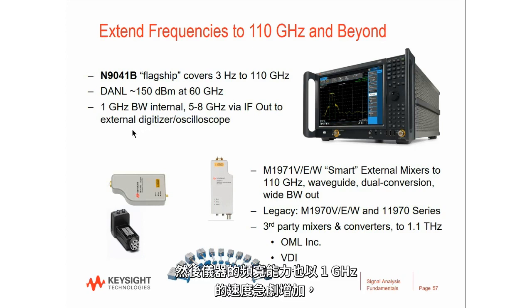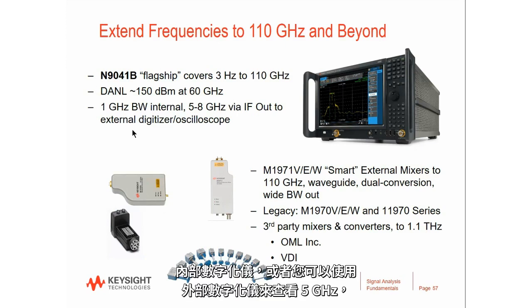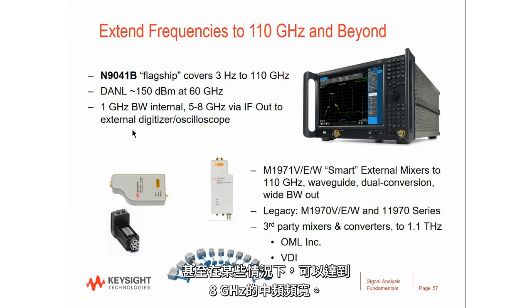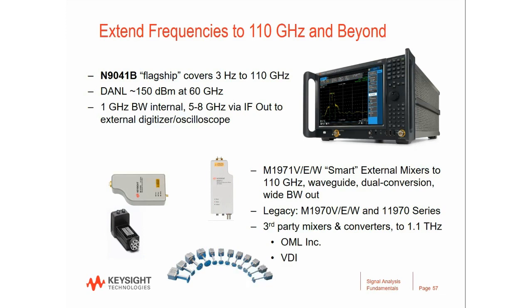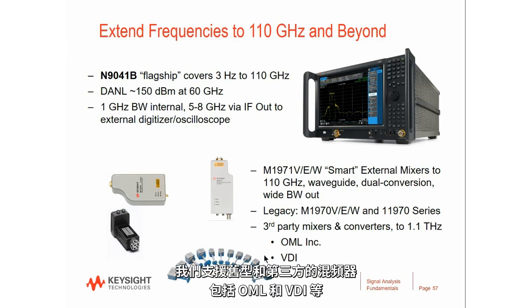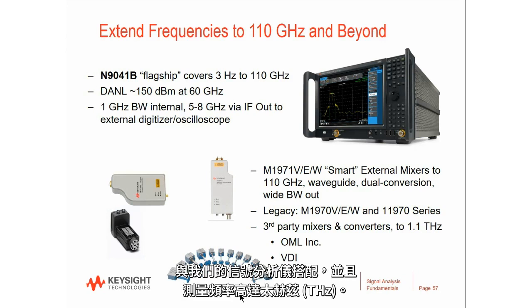And then the bandwidth abilities of the instrument have also increased dramatically with a 1 GHz internal digitizer, or you can use an external digitizer to look at 5 and even in some cases up to 8 GHz of IF bandwidth. We have some alternatives for making those high frequency measurements. For example, this family of smart mixers are based on USB connections, and they can measure up to 110 GHz, but in a more cost-effective way. We support the legacy mixer types as well as mixers from third parties like OML and VDI that interface with our signal analyzers and allow measurements even as high as a terahertz.